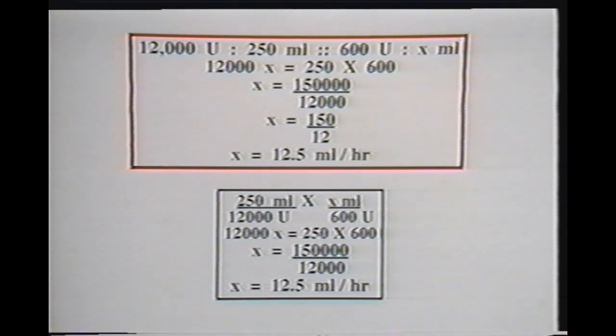Moving that down, it comes to 12,000x equals 250 times 600. And then if we divide, we get x equals 150,000 over 12,000. Get rid of those zeros. And finish your calculation. X is 150 over 12. And when you do that, that comes out to 12.5. You can see the other method as well on the overhead.